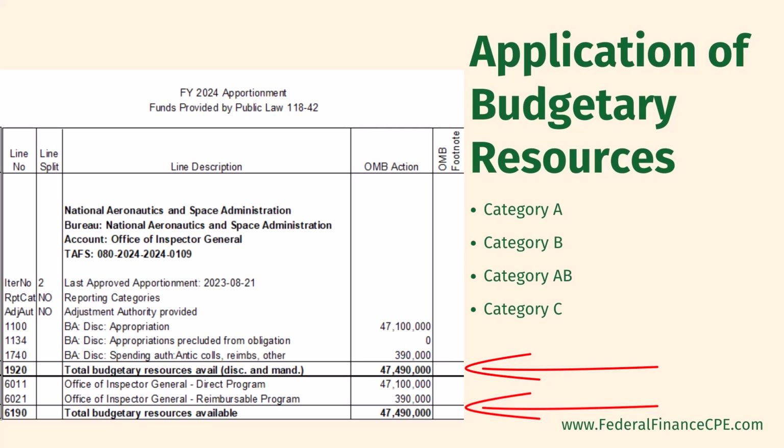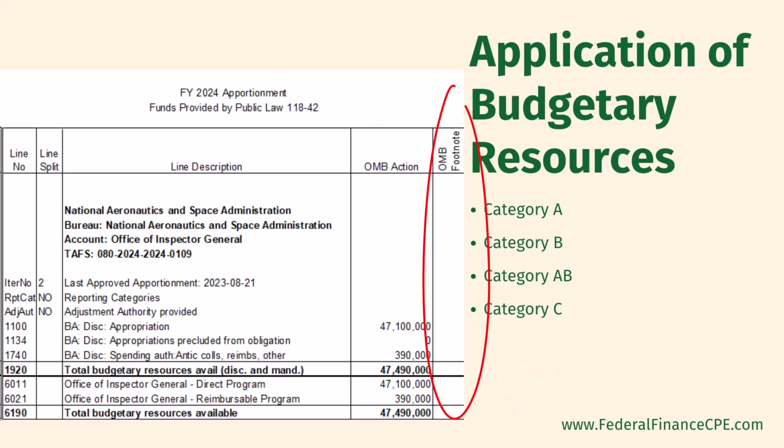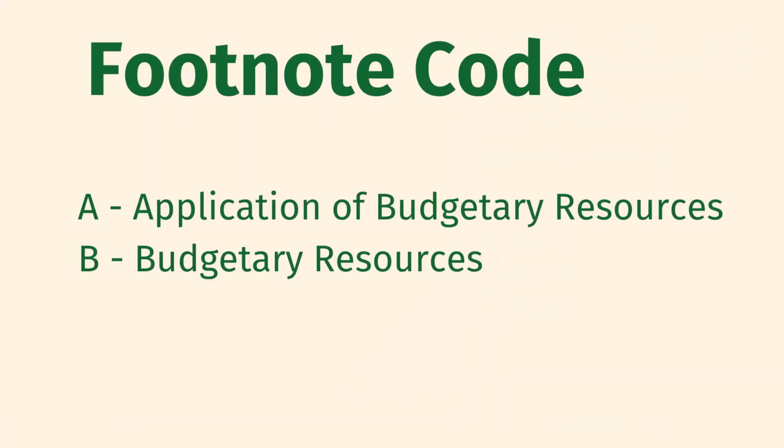You'll also find a footnote column that references specific footnotes using codes like A1, B2, etc. Footnotes starting with a B refer to the budgetary resources section, while those starting with A refer to the application of budgetary resources section. The numbers simply indicate how many footnotes apply to each section.